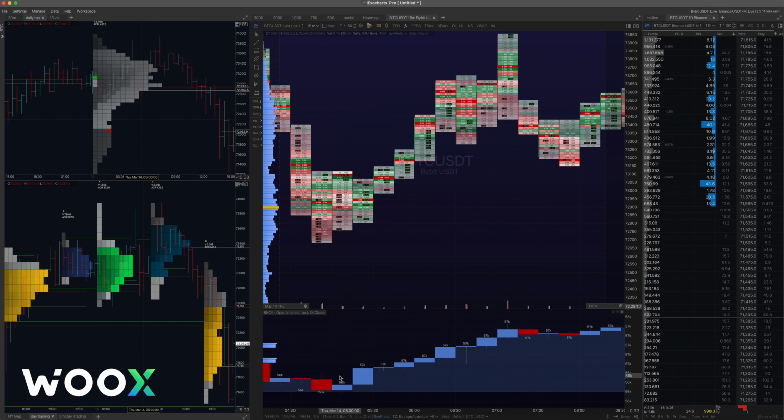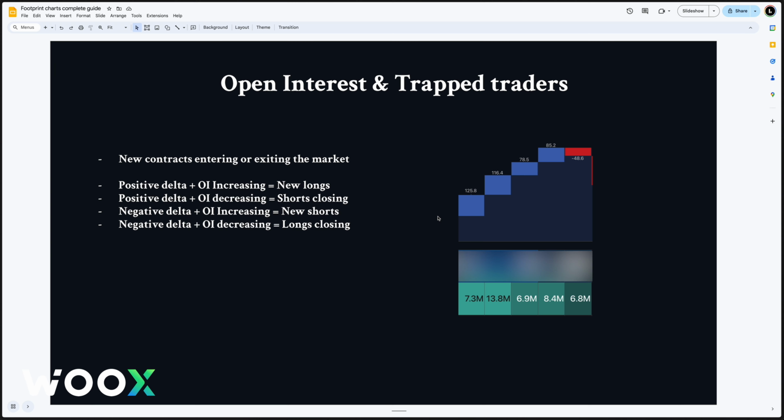We don't know whether that's new longs or new shorts yet. Even with what I can see here, price is moving up, open interest is increasing. That doesn't necessarily mean that it's new longs opening. It most likely is, but there's a possibility it might not be. So open interest is increasing here.